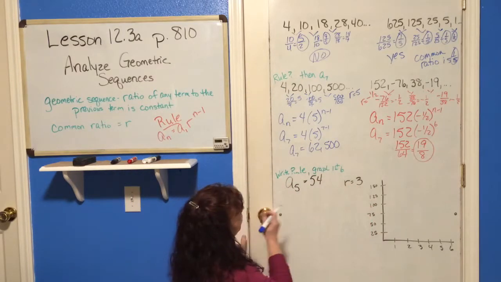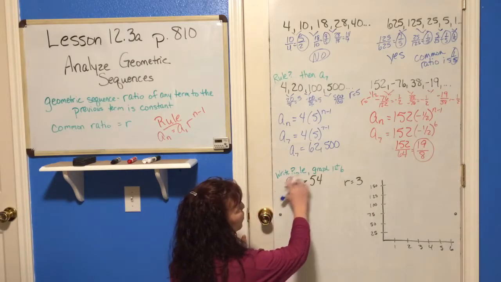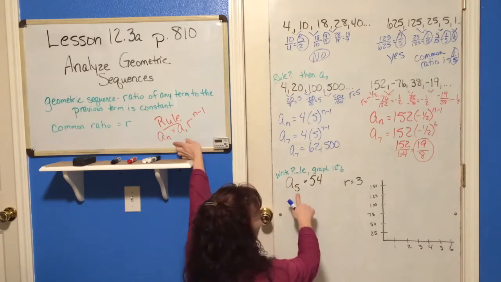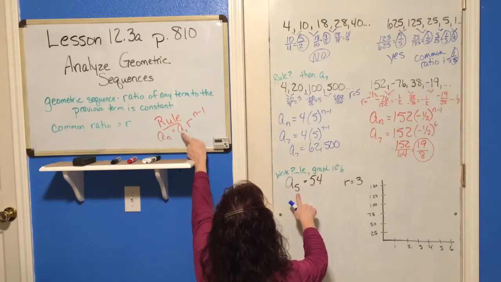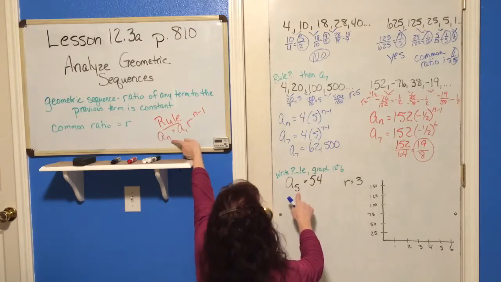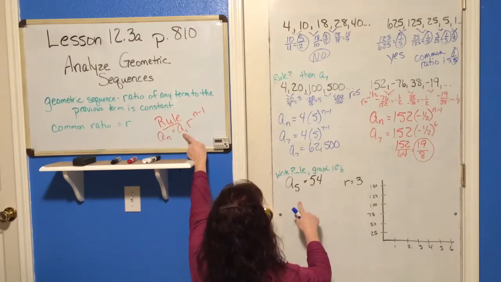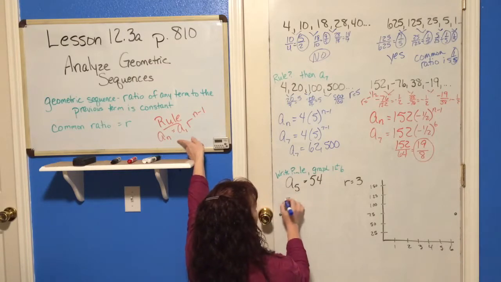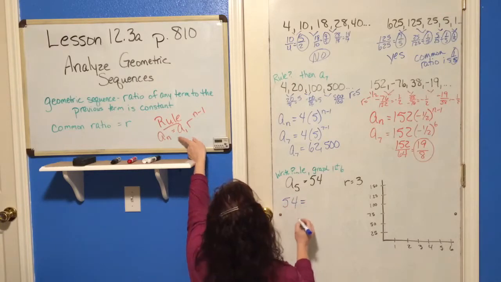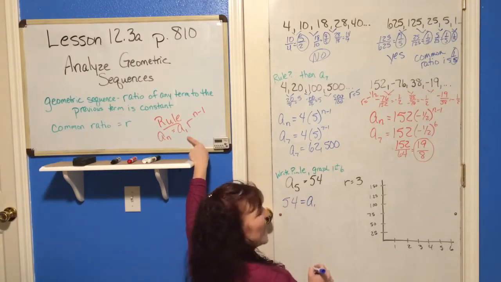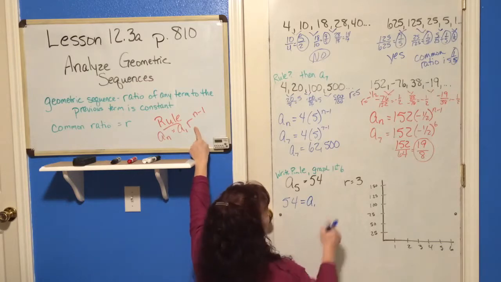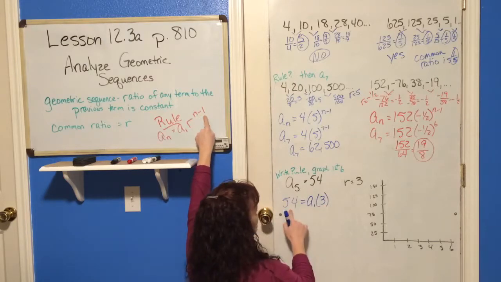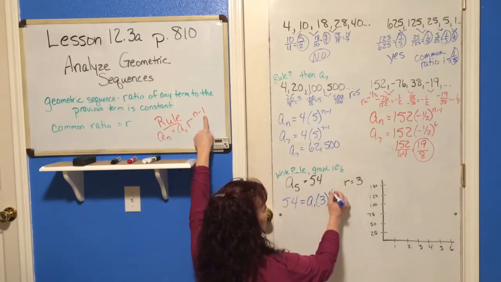So we know that we don't have the rule, so we don't have a sub n, but we can put in a sub 5 as our n. We don't have the first term, but we do have the n, and we have the ratio, so we can figure out the first term. So let's put in a sub 5 is going to be 54, and that's going to equal a sub 1, which we don't know, times the ratio 3, and the power is n minus 1. Well, we used the 5th term, so it's 5 minus 1, which is 4.